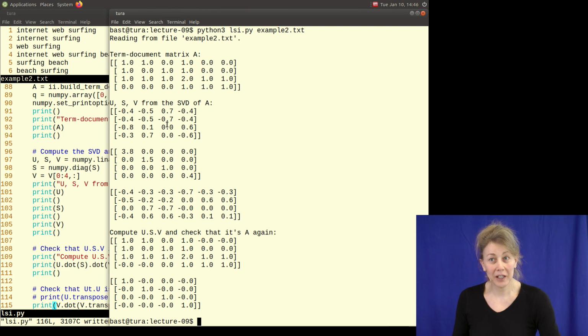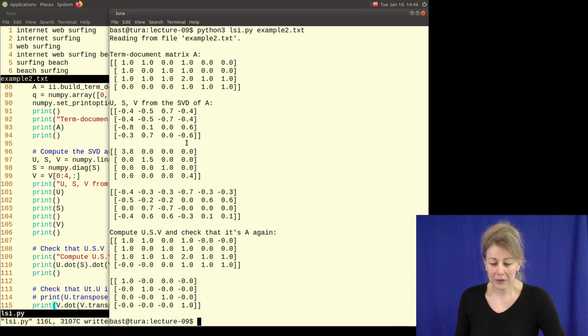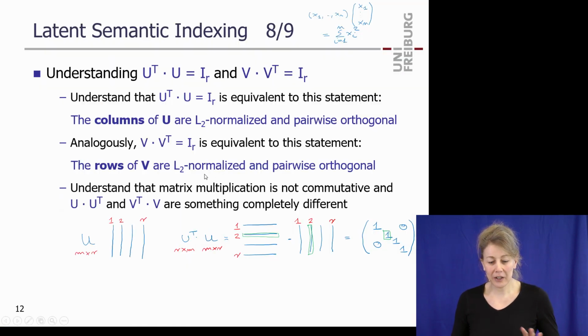It's still not clear why this is useful, but now it's at least clear that this is a very special decomposition. It's also very important to understand, and you have to do this for yourself, that U transpose times U is not the same as U times U transpose. You can also compute U times U transpose, but that's a completely different matrix with completely different properties. I leave that as an exercise. This cannot be the identity in general.